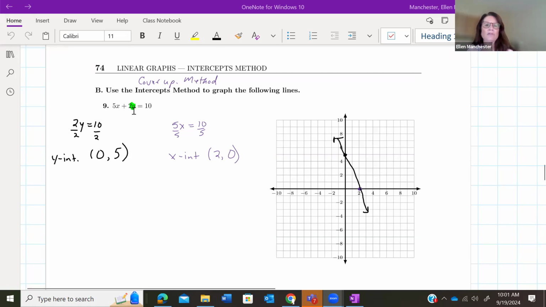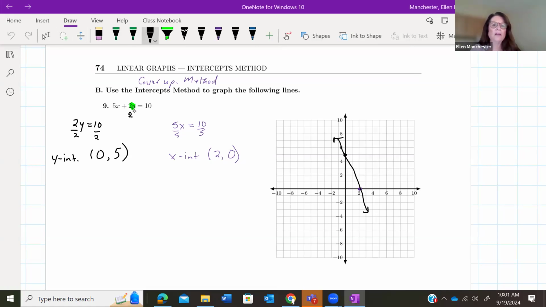With the cover-up method, the green shows I'm covering up the y term. When you cover it up, what's left is the x term, and so you're looking for the x-intercept. The reason that 2y goes away is because you're replacing the y with 0. So this becomes 2 times 0, which is 0. That's why I just cover it up, because it goes away. Then I can solve 5x equals 10, divide both sides by 5, and I get 2. So my x-intercept is 2.